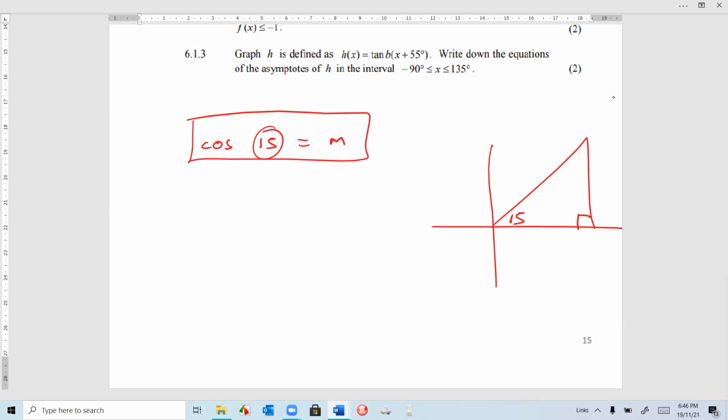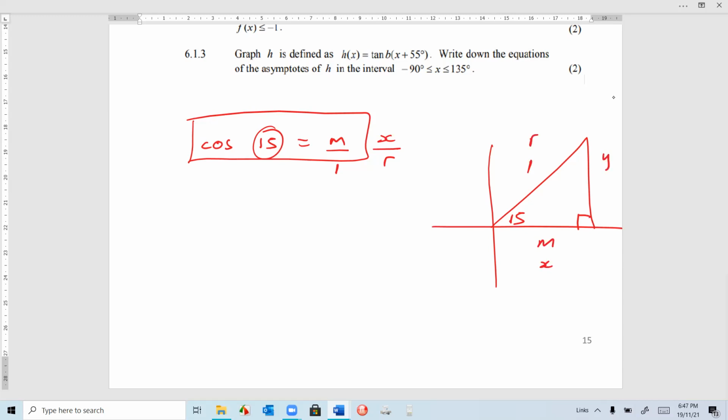You want to find the missing side. They will always give you two sides. Now, if you look at cos 15, remember as a fraction, m is written as m over 1. You have to remember that cos is x over r. So immediately you have two sides. Your x value is m, and your r value is 1. But what is missing in this diagram?